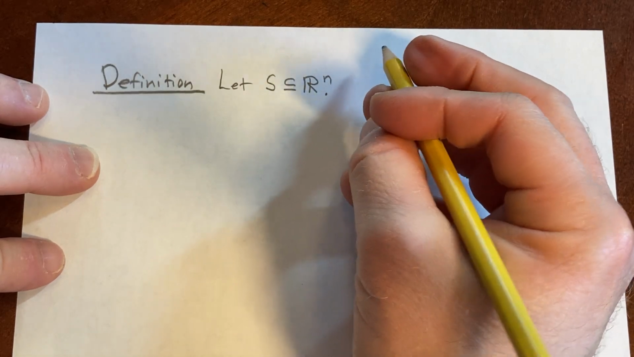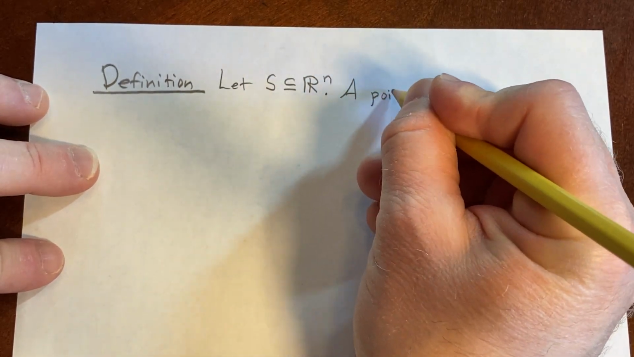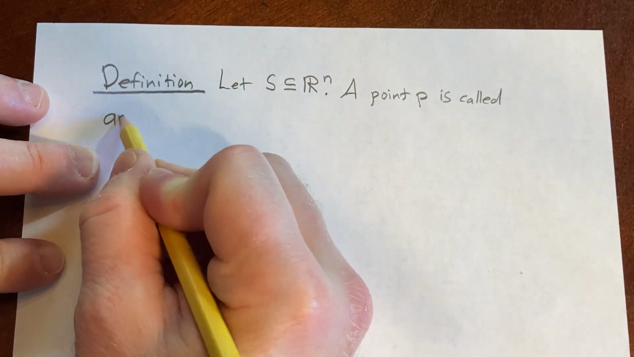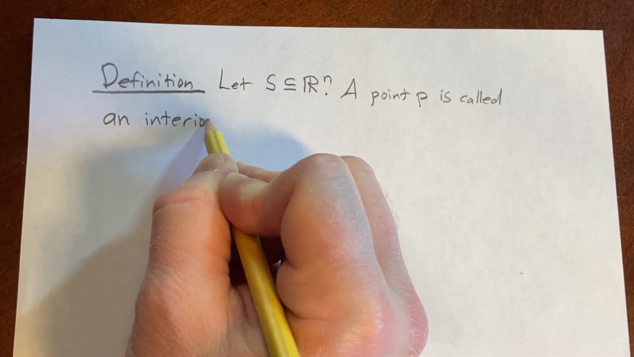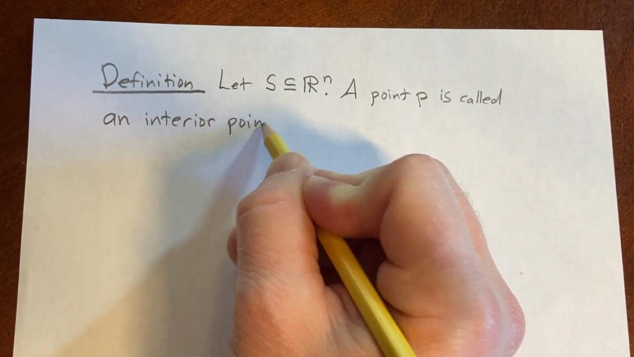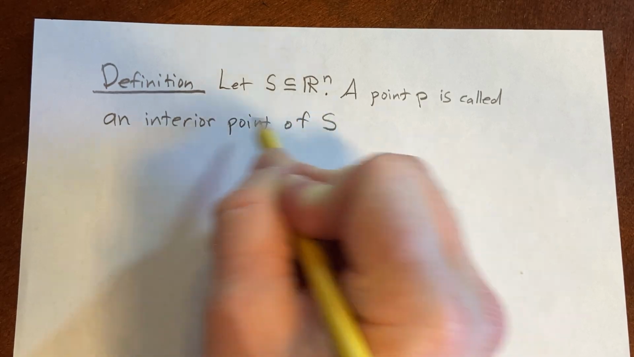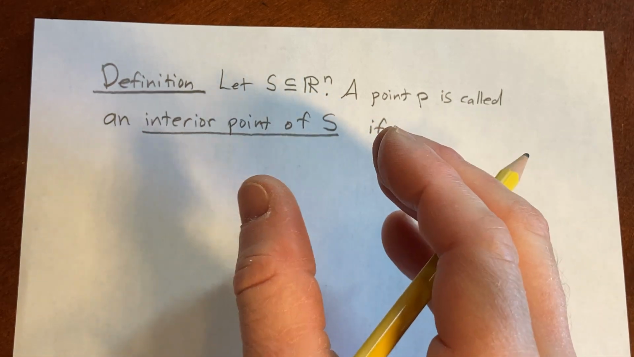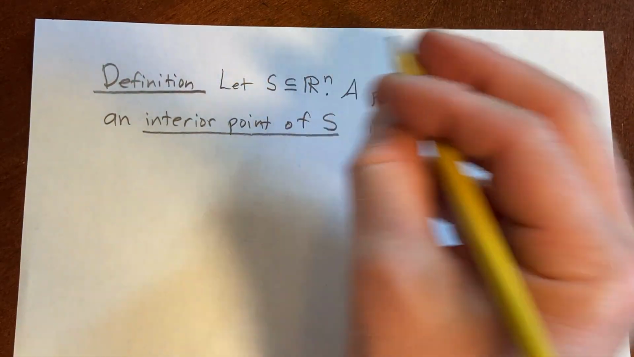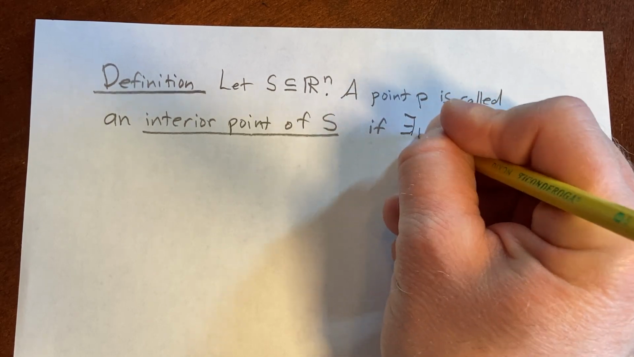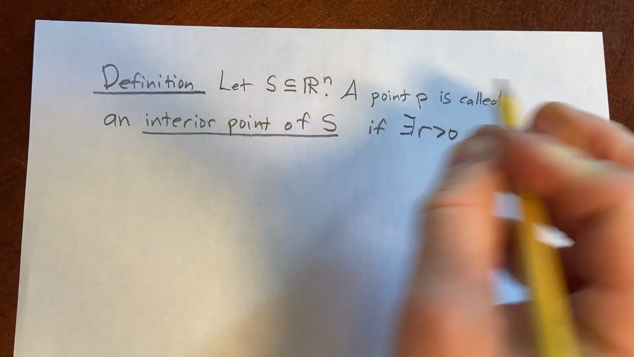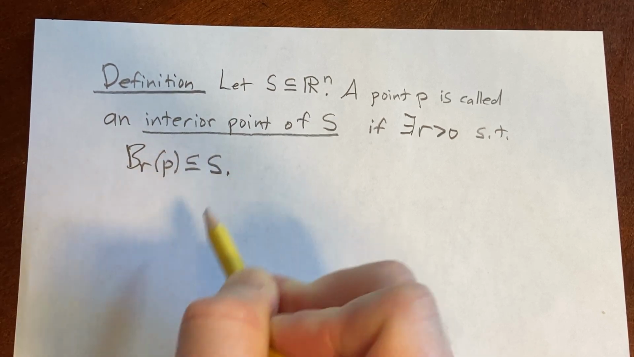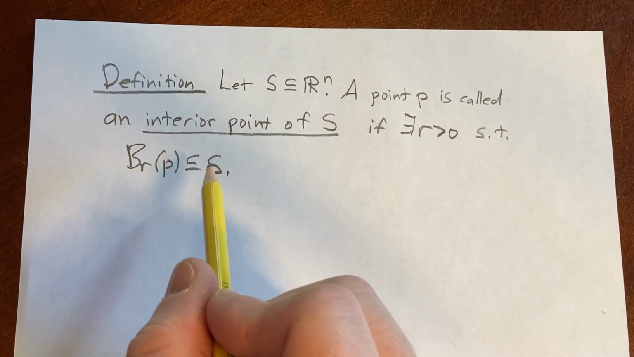And we will start by defining interior point. So a point P is called an interior point of S if you can find some open ball around P that's contained entirely in S. So if there exists, let's say, an R greater than 0, such that the open ball of radius R centered at P is contained entirely in S. So that is the definition of an interior point.